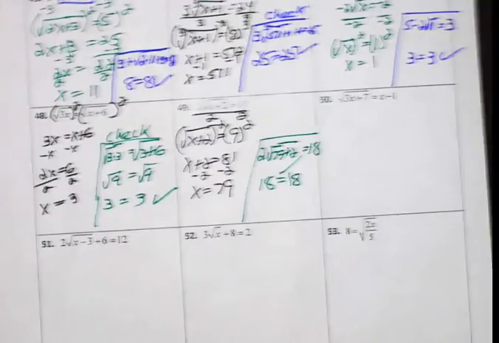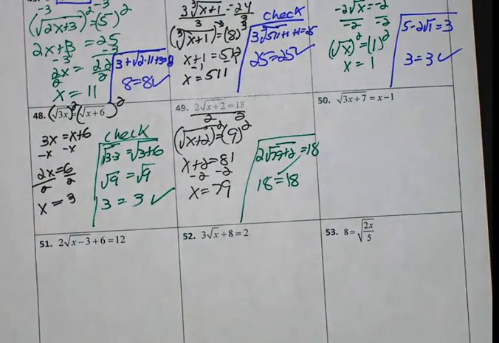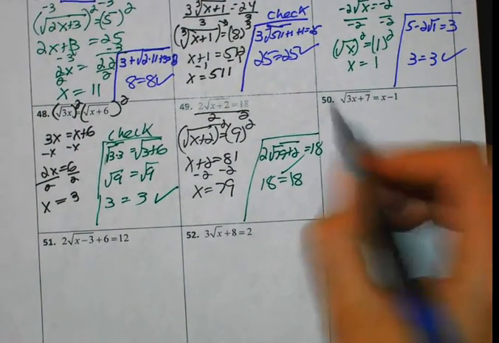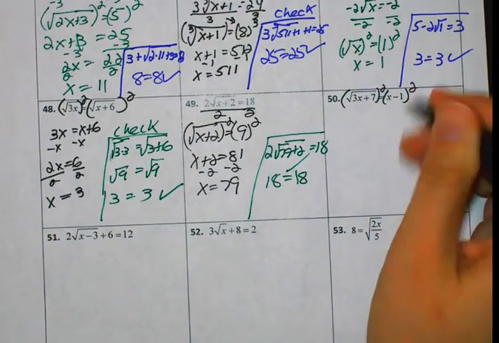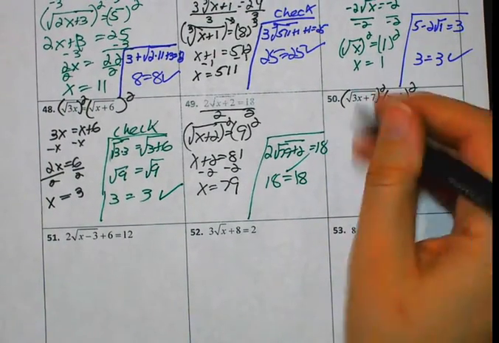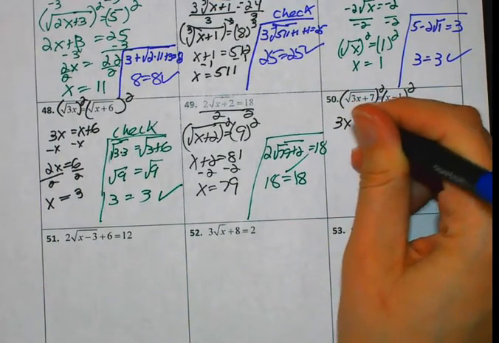Okay, moving on. Now this one's a little more difficult, and this one won't be on the test, but it's good for you to know how to do this one. So I have the square root isolated. The first step is to square both sides, which gives me 3x plus 7.